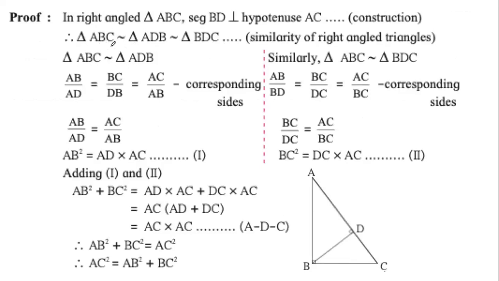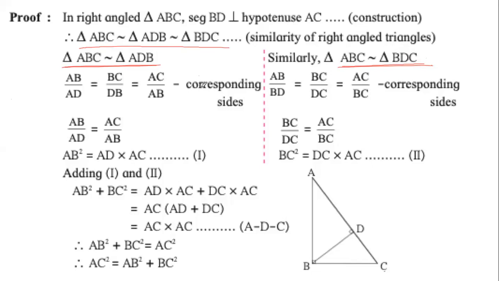First, we are referring to similarity of right triangles. We have the same three triangles here, so they are similar to each other. We will look at two pairs of triangles one by one. First, we will look at ABC and ADB. Then we will look at ABC and BDC. And we will do the same things in both the similarity conditions.